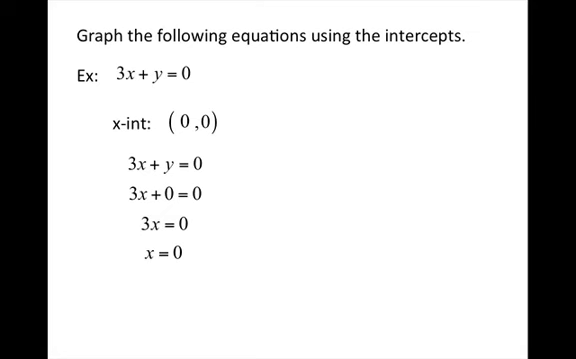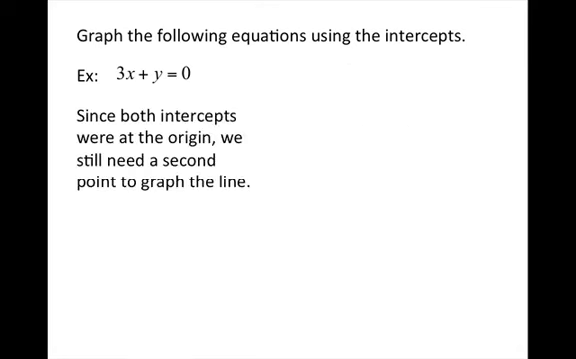That point (0, 0) is also the origin of the graph. That's that very center point where the x and y axis cross each other. Now for my y-intercept, I let x be 0. So I have the equation 3x plus y equals 0. And this time I plug my 0 in for x. So I have 3 times 0 plus y equals 0. Well, this just gives me y equals 0. So my x- and y-intercept are the same point, that origin, (0, 0).